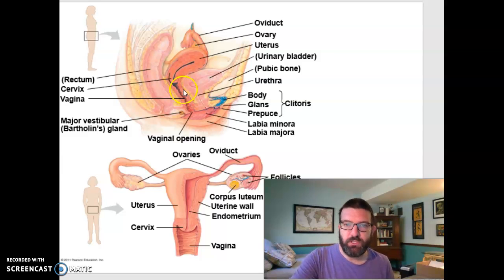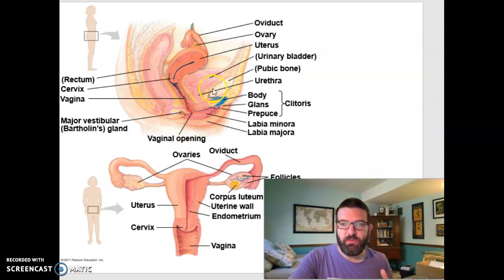You can also see the placement of the vagina between the urethra and the rectum, and you can see the external genitalia here. The external genitalia broadly is called the vulva. It includes the labia minora on the inside and the labia majora on the outside, which enclose the vestibule, and then the clitoris on the front.